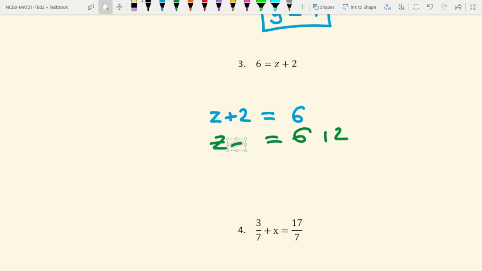So I will bring plus 2 to the right hand side, and while bringing plus 2 to the right hand side, we have to change the symbol. So instead of plus 2, we have to write minus 2. Plus 2 will change into minus 2. So 6 minus 2 is nothing but 4. So our answer is z is equal to 4. This is simple.